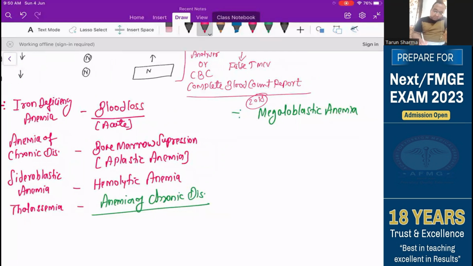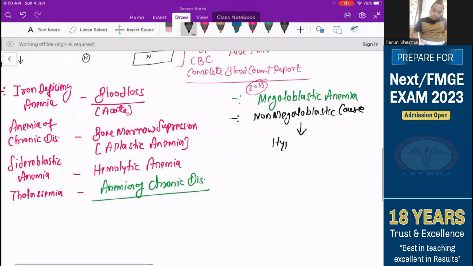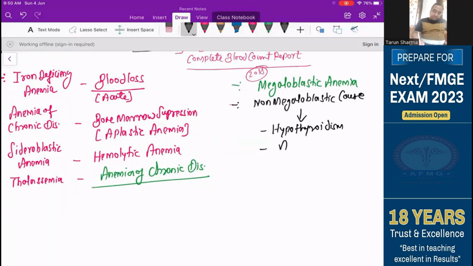So megaloblastic anemia. Next question, which is very frequently asked in your exam: what are the causes of non-megaloblastic macrocytes in a blood? So what can be the non-megaloblastic cause of the macrocyte? Like there can be hypothyroidism. In a hypothyroid patient, you can see that the RBCs are larger in size. So macrocytes can also be appreciated in hypothyroidism. That you have to see. Okay. Alcoholism is another cause.